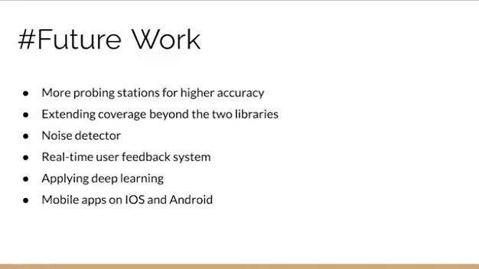So there are a few improvements we can make in the future. The first one is adding more probing stations to achieve better coverage and higher accuracy. A second thing we're trying is the integration of a noise detector into devices, as noise is a potentially good measurement of crowdedness. Furthermore, we can employ a real-time user feedback system and apply deep learning to enhance our predictions. And aside from the website, we can develop mobile apps that can be downloaded to everyone's devices.